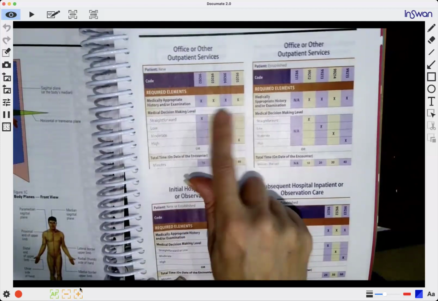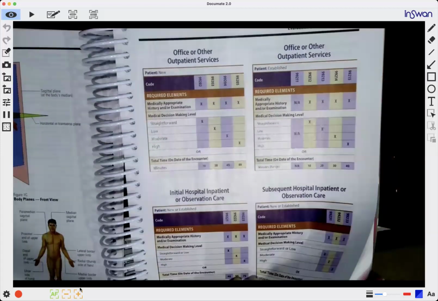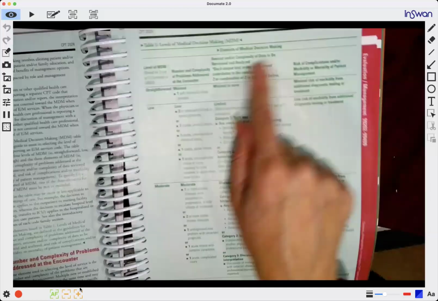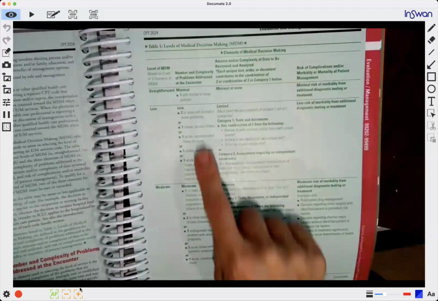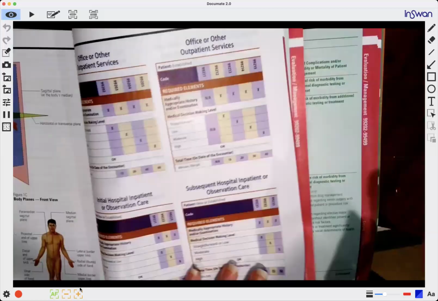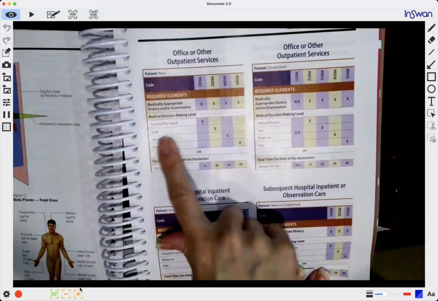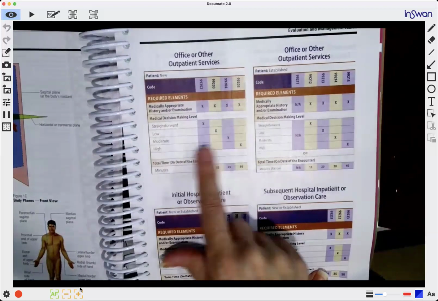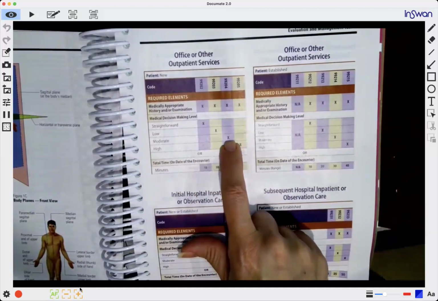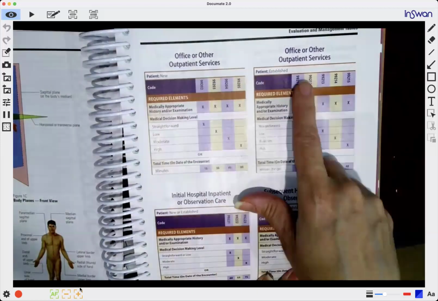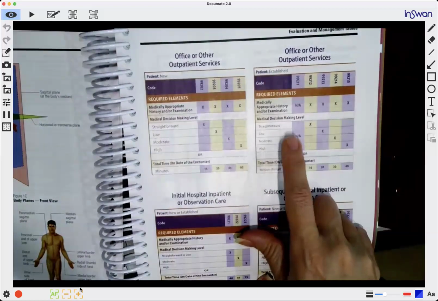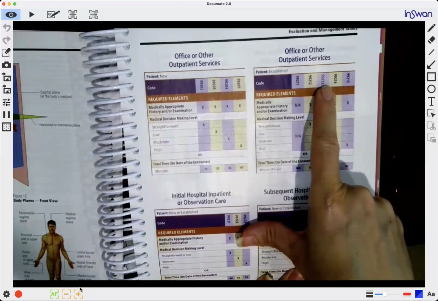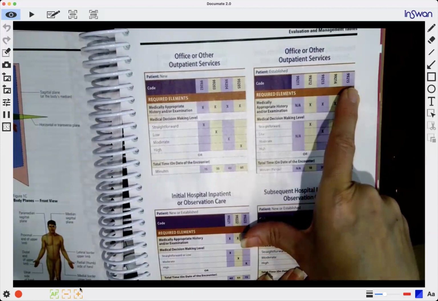And how you figure that out, again, is back to the table. You have to first figure this part out to figure out each of those elements. And then you come here and say, okay, I have straightforward, therefore it's a 99202. Or I have moderate, therefore it's a 99204 for a new patient. For an established patient, there's no 99211 that's going to be applicable. It's 99212, 213, 214, 215.